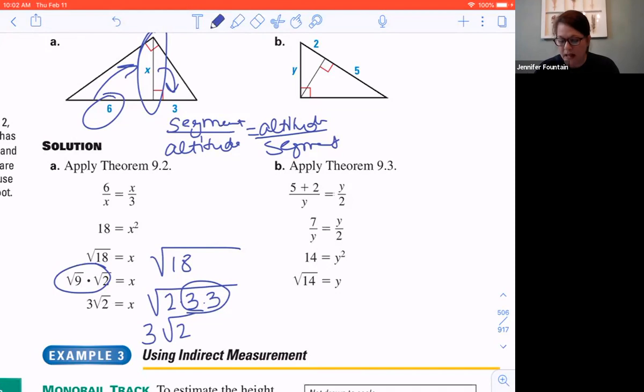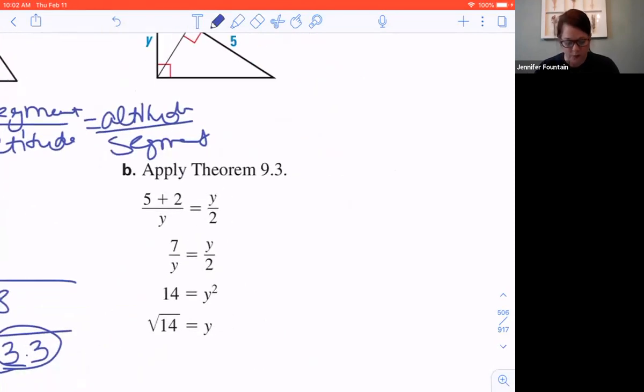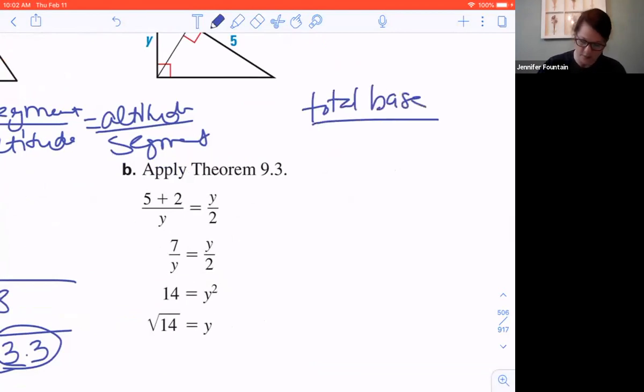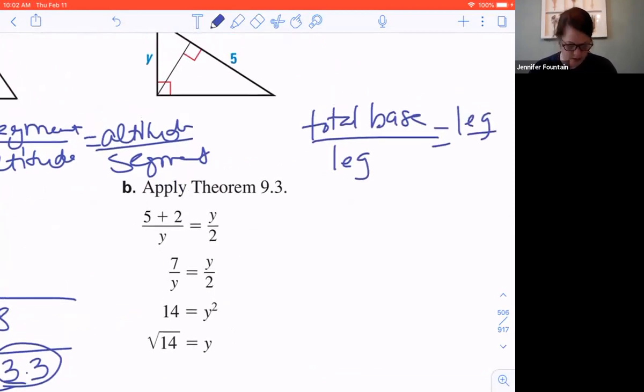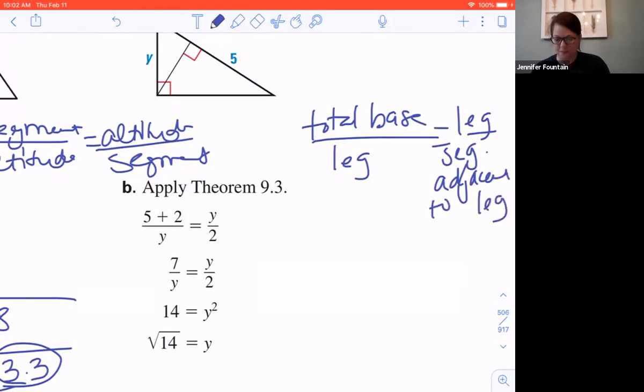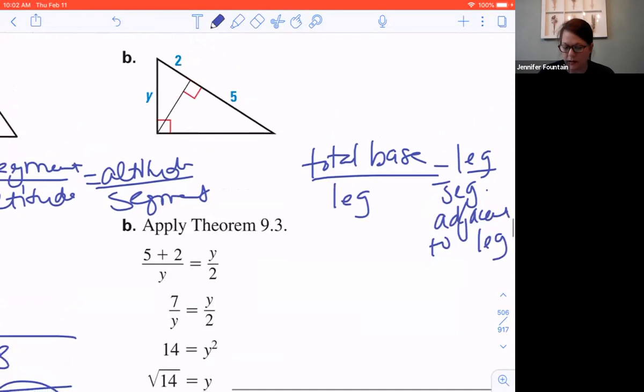All right, now we're applying theorem 9.3. Remember, this is the one where I said I take the total base over my leg, and that is going to be equal to my leg over the segment adjacent to the leg. Okay, so let's look at what I'm talking about here.